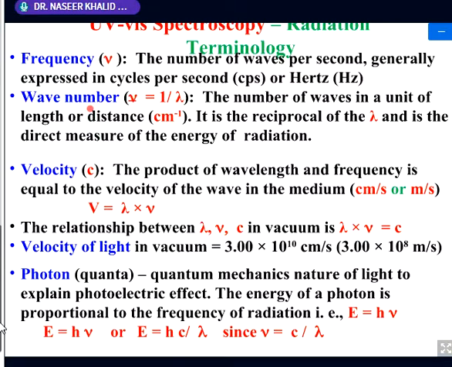Now there is another one, the wave number. It is the reciprocal of the wavelength, that is 1 over lambda. So 1 over lambda is the number of waves in a unit length. For example, the number in 1 centimeter is known as centimeter inverse. That is the wave number. It could also be per meter, that is in 1 meter. It is the reciprocal of lambda, and it is a direct measure of the energy.